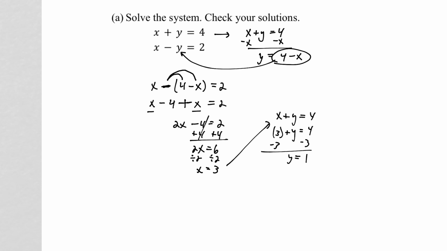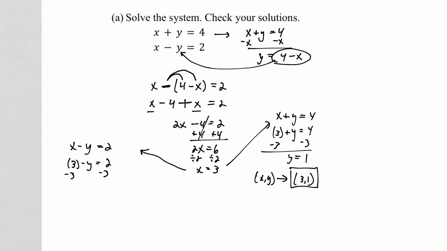And now my solution is the coordinate 3, 1. And I'm done. But be aware, I could have taken the x equals 3 and substituted it into the second equation instead. So if I do that, I'm going to just solve this. We get negative y is equal to negative 1, so that means y is equal to 1. And notice, I get the same answer, same coordinate, 3, 1.